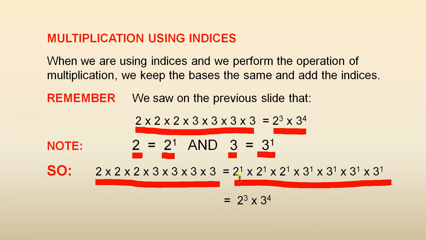So, for multiplication, to work out the first three numbers here, you keep the base the same, so keep it as 2, because the base is 2, and add the indices, 1 plus 1 plus another 1, all together that gives you 3. So it's 2 to the power of 3. The next part, the base is 3, and you have 1 plus 1 plus 1 plus 1. So you have 4 for the index. So remember, when you're multiplying terms together, you keep the bases the same, and you are allowed to add the indices. It's a very important rule.